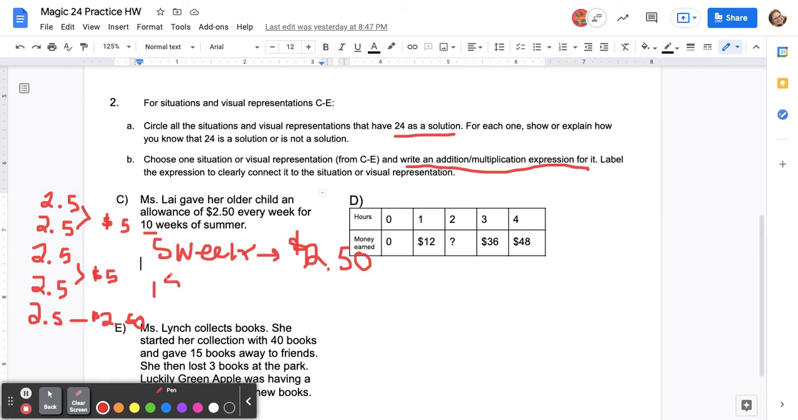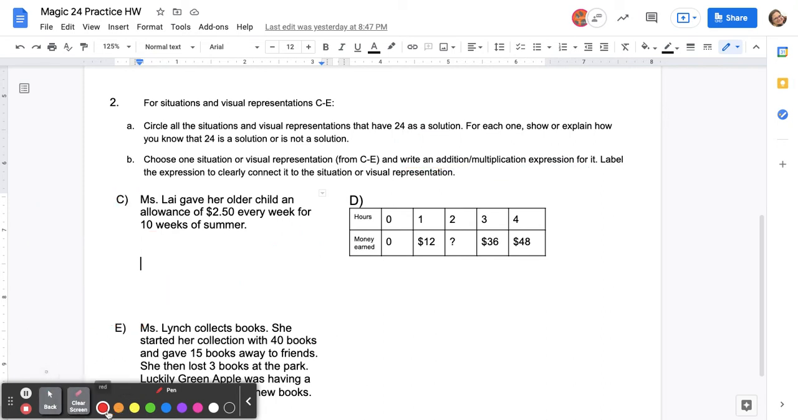So if in 5 weeks it's $12.50, in 10 weeks, I know I can double that. So that would be 24 plus an extra dollar if that 50 cents is doubled. So that would be $25 with no extra cents. So this does not equal 24. So C is not 24. I'm going to clear this and then look at the solution for D. All right, so we just found C is not 24.